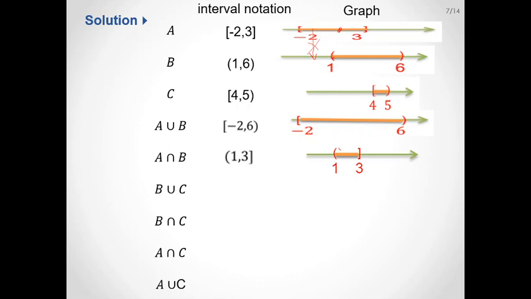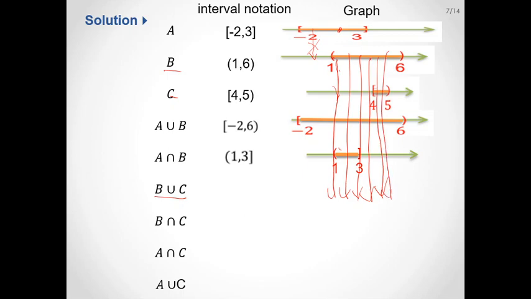B union C, let's do B union C. Start from 1, take all of them. I'm taking all the elements from B, and also from C, and it looks common because they have the same elements here, and I will go up to 6, so it seems we have 1 to 6.